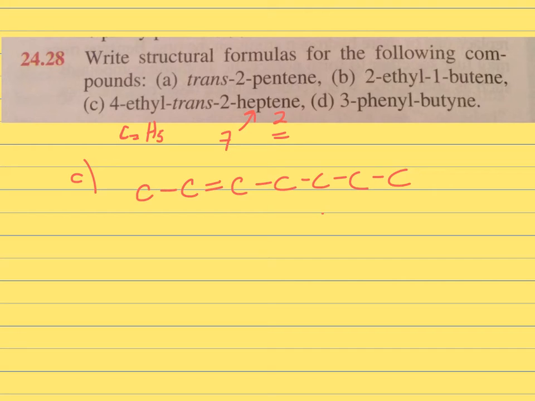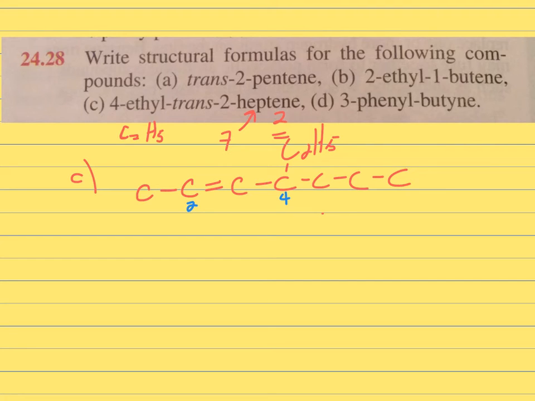So on carbon 2, maybe I'll do that in blue, just put a 2 there. There's an ethyl group on carbon number 4, which is right there, and I'm going to put my ethyl group in. I'm going to put it at the top. Now my ethyl group, I'm just going to write it in as C2H5.